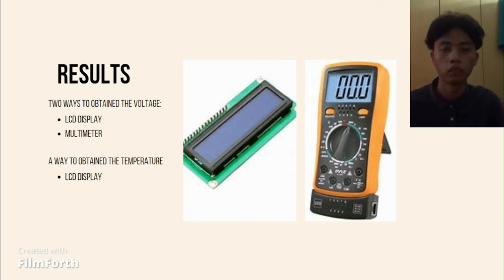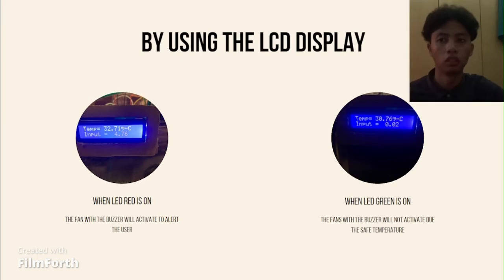So in this project, we will obtain the value of the temperature and the voltage value. To obtain the voltage value, we have two ways, which is we use the LCD display and the multimeter. The next is the temperature value. The temperature value, we only use the LCD display to obtain that value. So the next one is by using the LCD display.